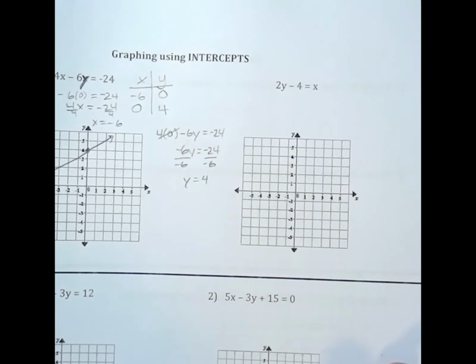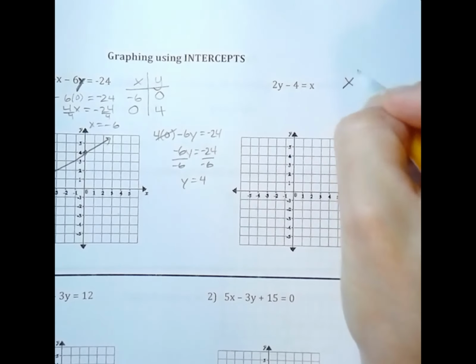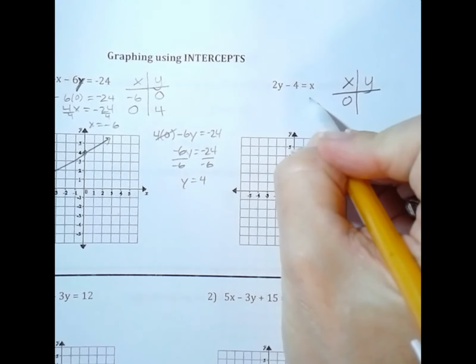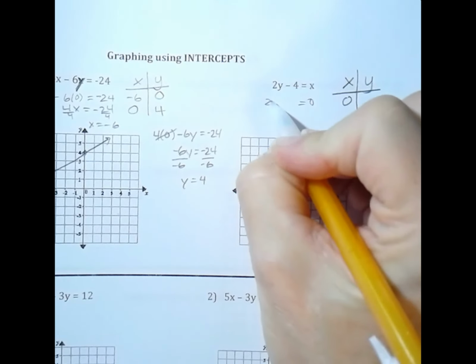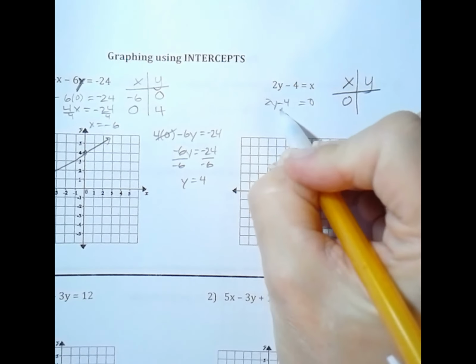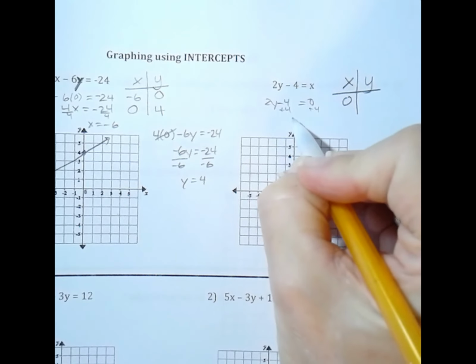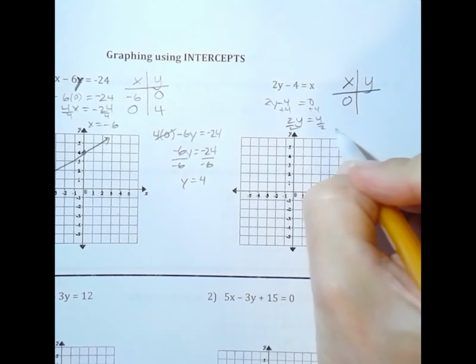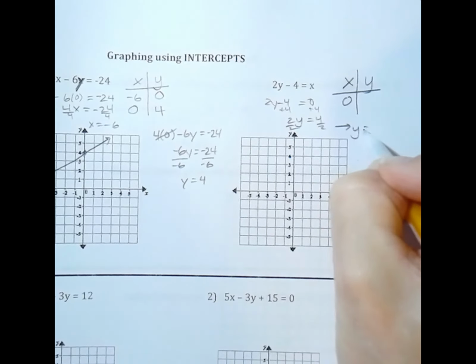Okay, let's look at the second example. If x equals 0, we can solve that equation for y. And we end up with y equals 2.